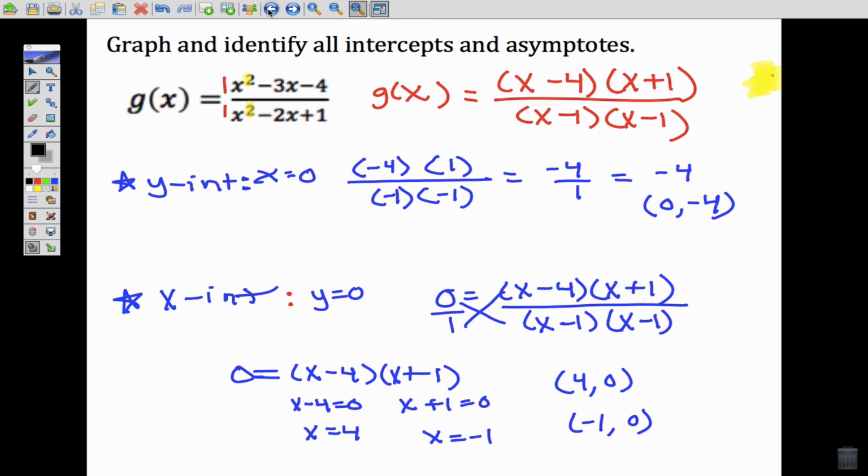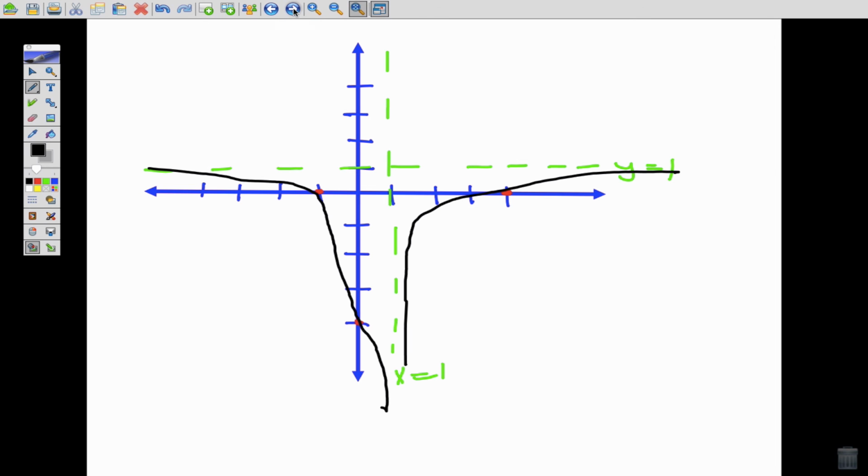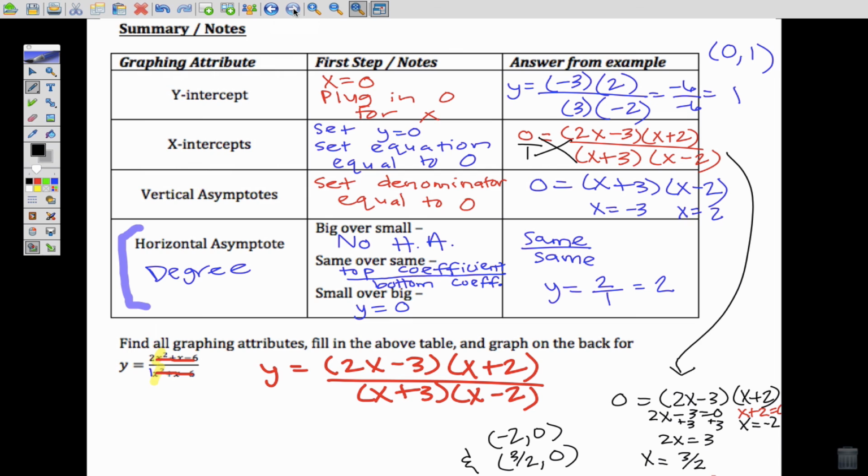Vertical asymptotes: it's what the denominator can't be. The value for x that the denominator can't be because you cannot divide by 0. So you take the denominator equals 0 and solve. And then horizontal asymptotes are those ideas of limits where you have those 3 possible situations.